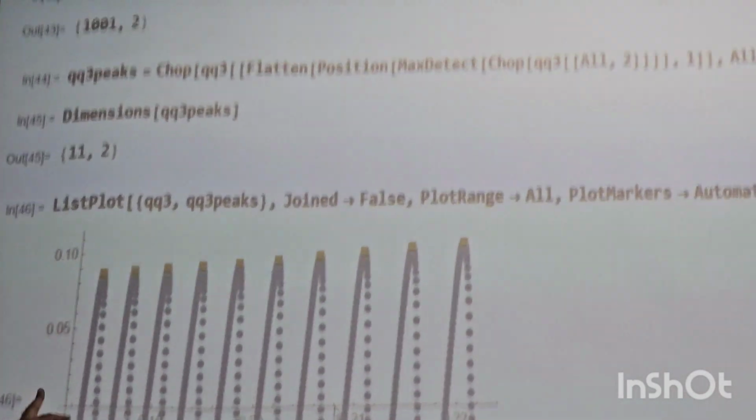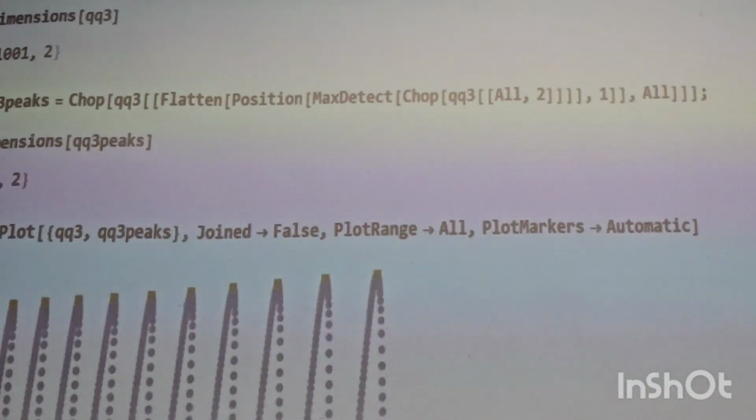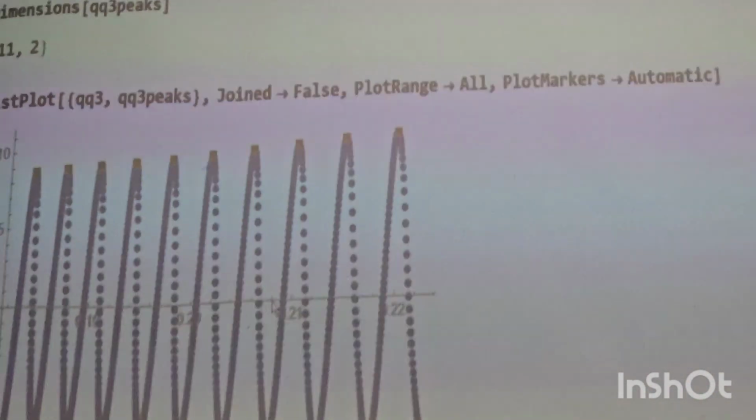Now what I simply need to do is I need to fit the peaks to a linear function. That will give me beta.